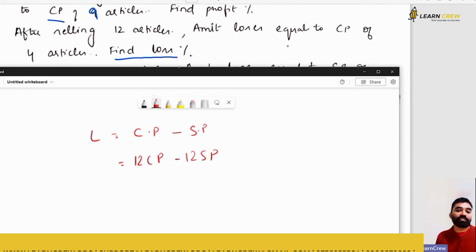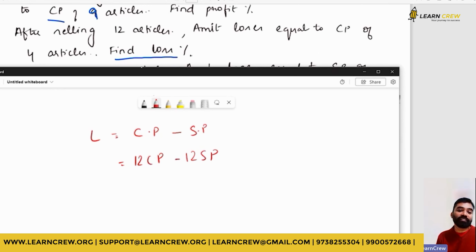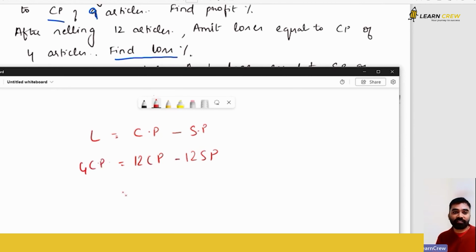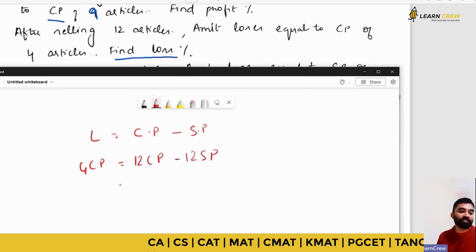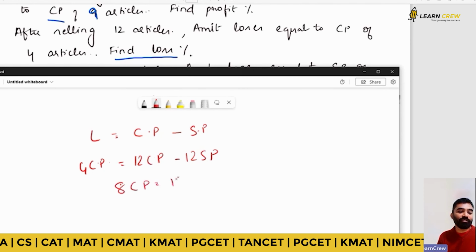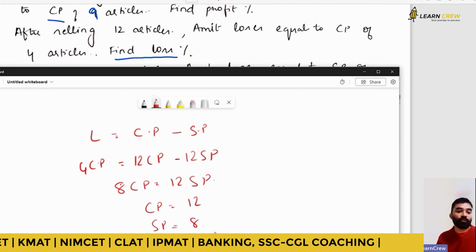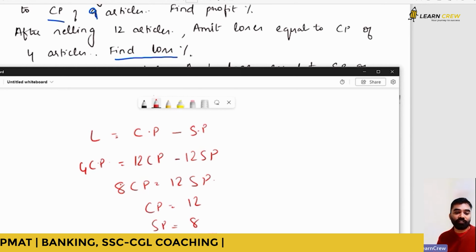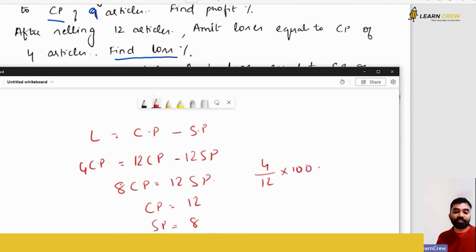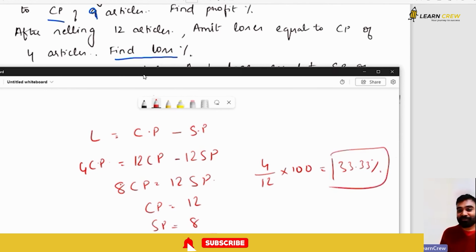Fine. Amit loses equal to CP of 4 articles. So loss is 4 CP. Yes, 4 CP. So now 4 CP equal to 12 CP minus this. So it becomes 8 CP equal to 12 SP, or CP is 12, selling price is 8. So what's the loss? 4. Loss is 4. Okay. If loss is 4, what is the percentage? 4 upon 12 into 100. How much is it? 33.33%. Correct.